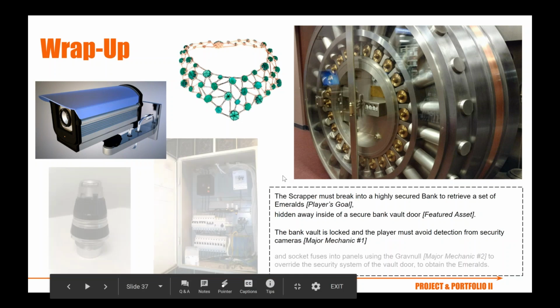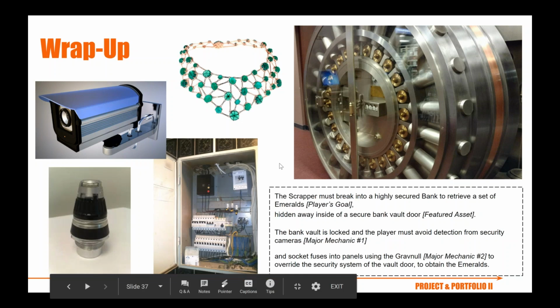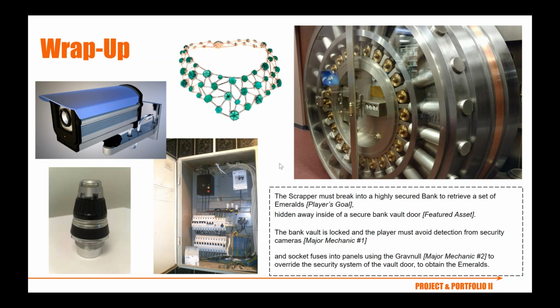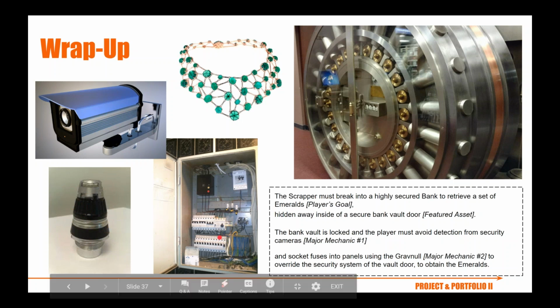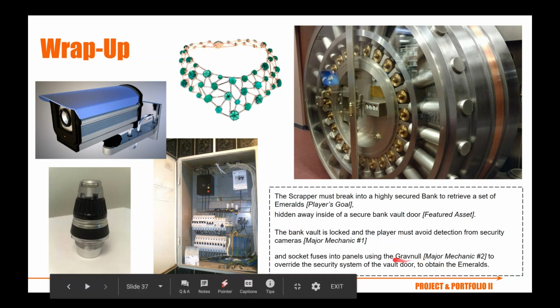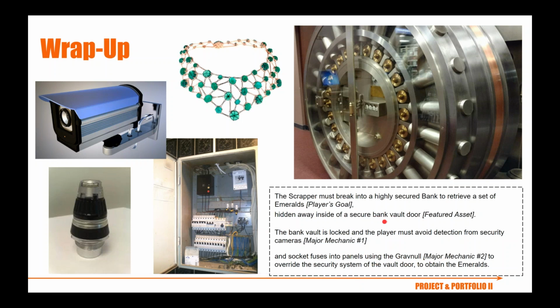And then also, I thought, well, if there's all these electronic systems and all this security, there's got to be some type of panel or some type of security system. So I had this concept of these types of fuses over here. You can rip them out of the control panels to power things down, or you can attach them in to power things on, right? So by using those two mechanics, by disarming and avoiding the security cameras, and by powering things on and off throughout the level, you're able to override the security on the vault door, which then allows you to accomplish your goal.